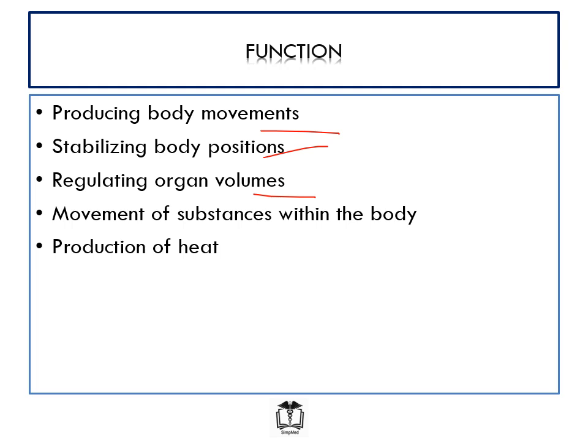Then production of heat. In scenarios where we are in a very cold environment, the body tends to lead to muscles undergoing spasm, and that spasm is a form of heat production mechanism. So heat production is achieved through the involuntary contraction of skeletal muscles, and this tends to produce what we call shivering. It's that shivering that helps in dissipating the coldness that we feel around us.